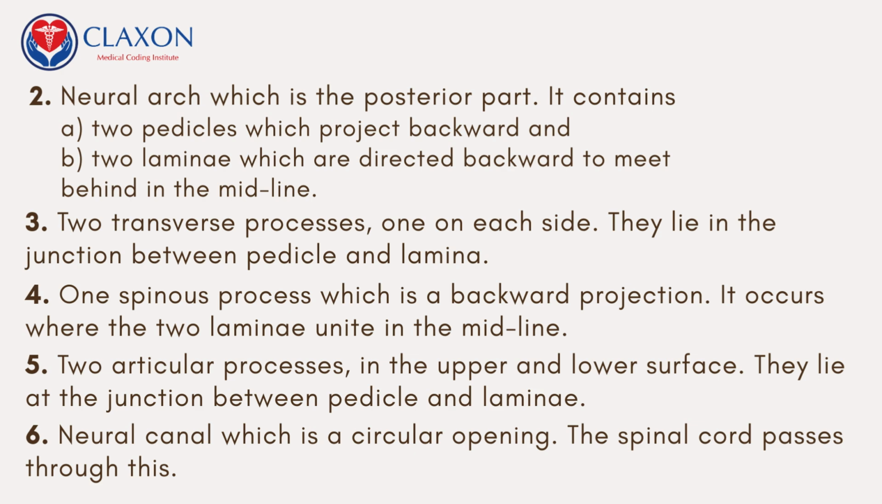5. Two articular processes, in the upper and lower surface. They lie at the junction between pedicle and laminae. 6. Neural canal which is a circular opening. The spinal cord passes through this.